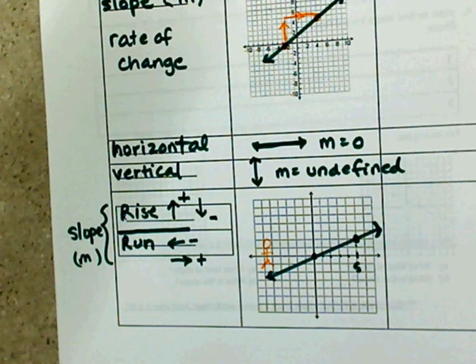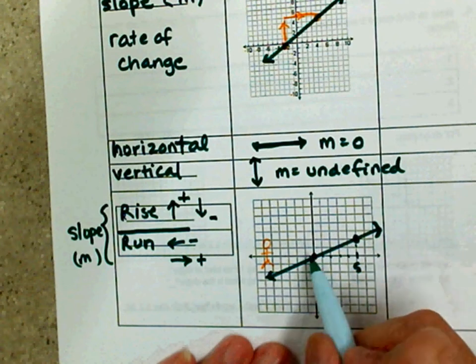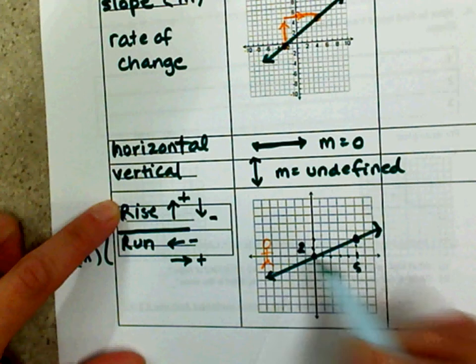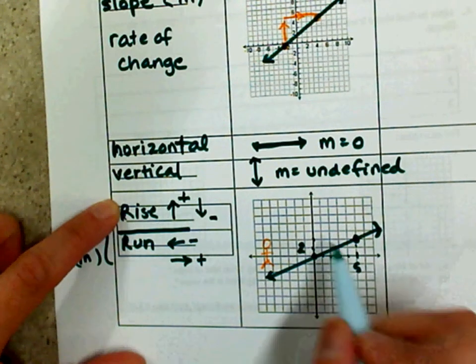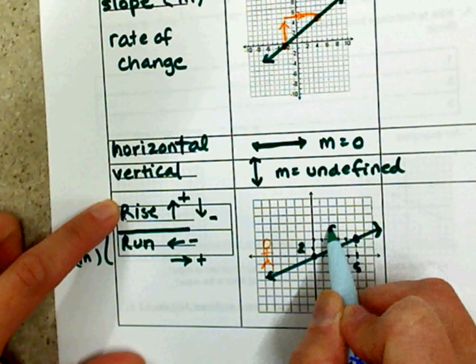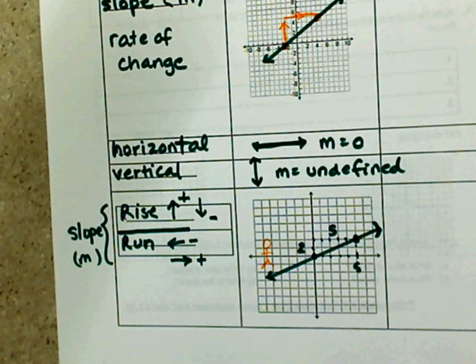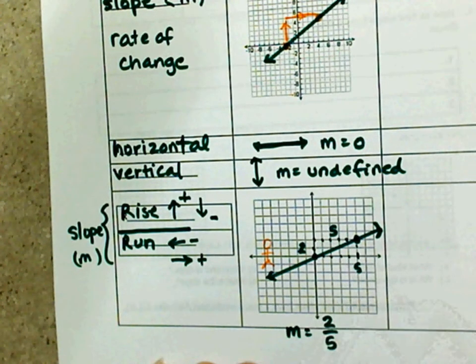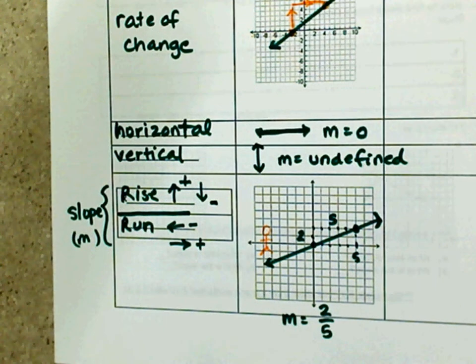So how would you graph from here to here? Rise comes first, so you're going to go up 2. See the 2? And then how many places to the right? 1, 2, 3, 4, 5. That's how you're going to learn to find your slope. So the slope for this one would be 2 over 5. Any questions so far? Now we're going to take a look at different kinds of slope. I just want to talk about slope right now, nothing else.